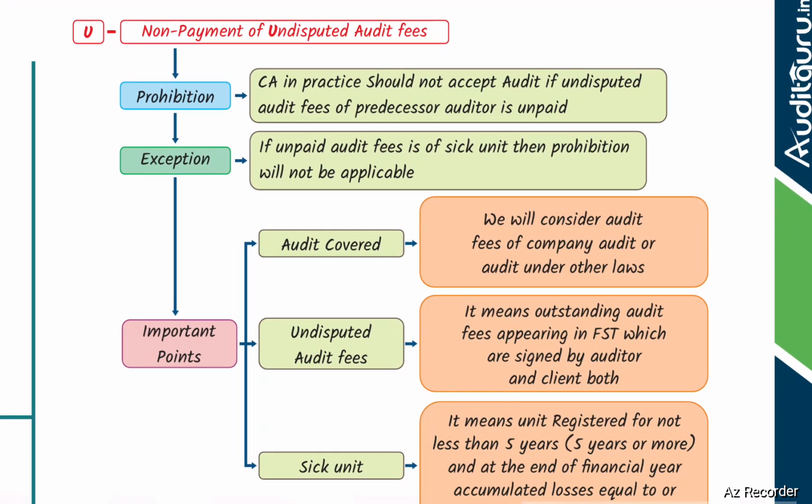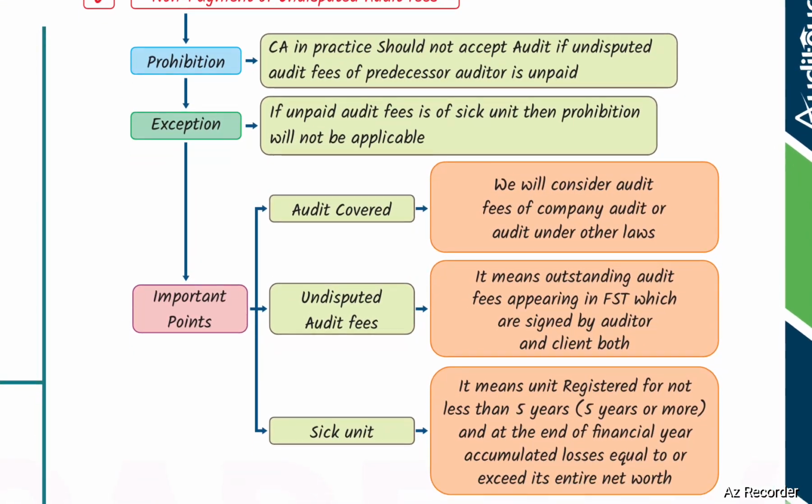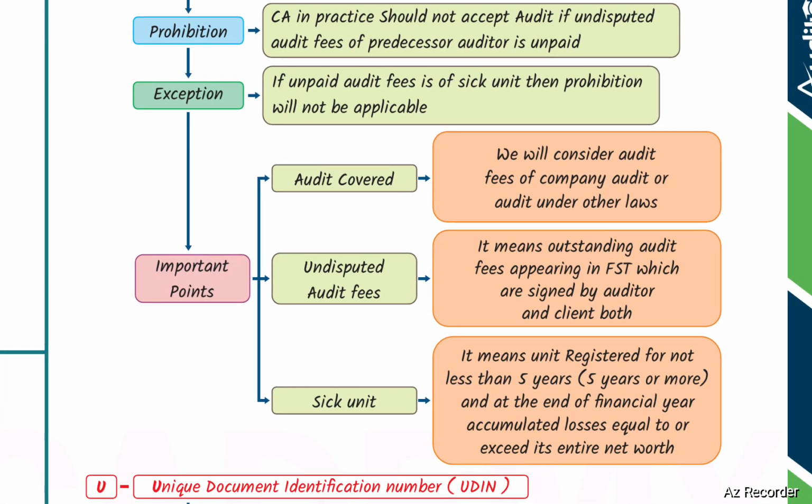Next, non-payment of undisputed audit fees. Prohibition. A CA in practice should not accept an audit if the undisputed audit fees of the predecessor auditor is unpaid. Exception. If the unpaid audit fees is of an SIC unit, then the prohibition will not be applicable.